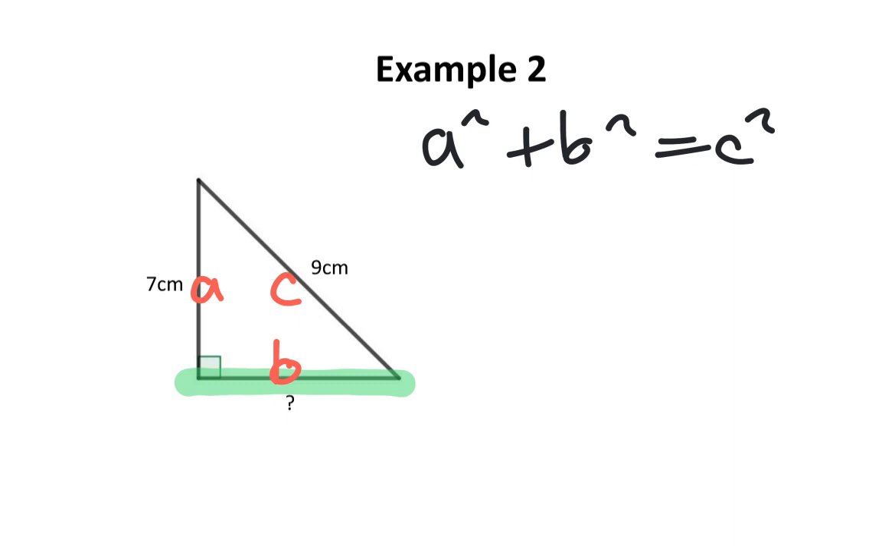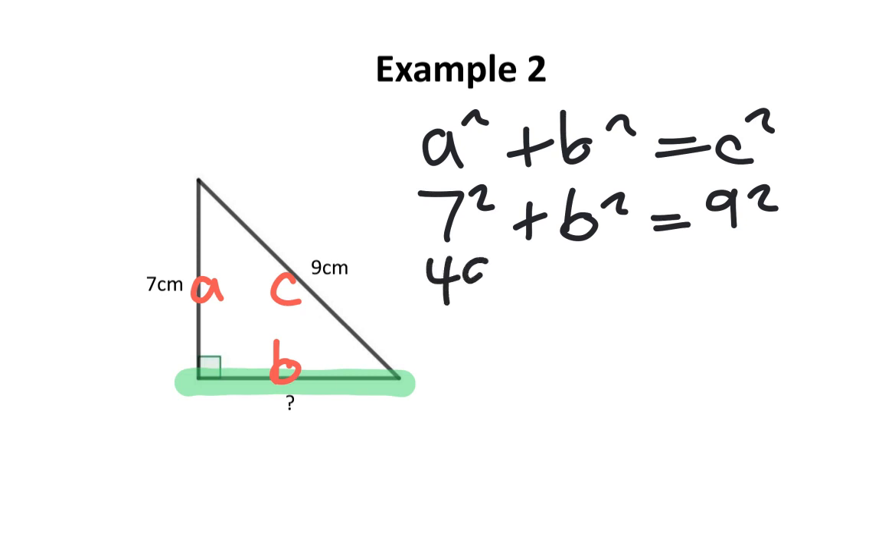Next, we're going to replace some of these variables with their known values. The length of A is 7. We don't know what the length of B is, so we're going to leave that alone. And the length of C is 9. Now, we're going to simplify this equation by using BEDMAS, and we need to evaluate these exponents. So 7 to the power of 2 is 7 times 7, which is 49. 9 to the power of 2 is 9 times 9, which is 81.